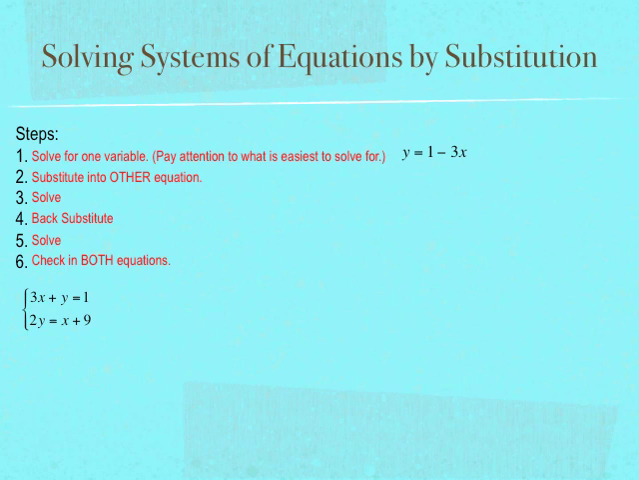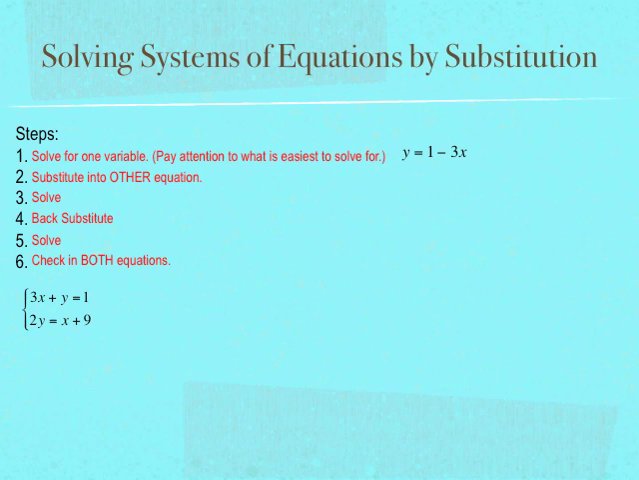So if you look up at the top, solve for one variable. I'm just going to say y is equal to 1 minus 3x. Subtract 3x from both sides, and I get y by itself. Now I want you to just kind of hold on to that. We're going to use that y equals 1 minus 3x again in a minute.